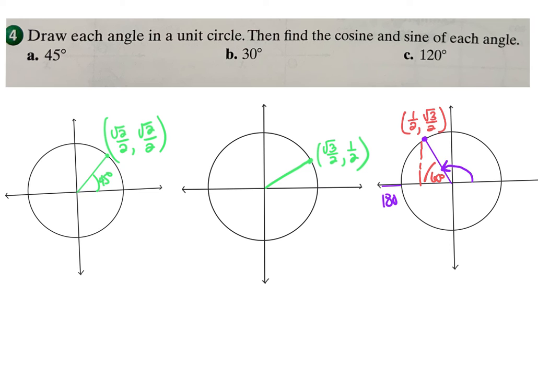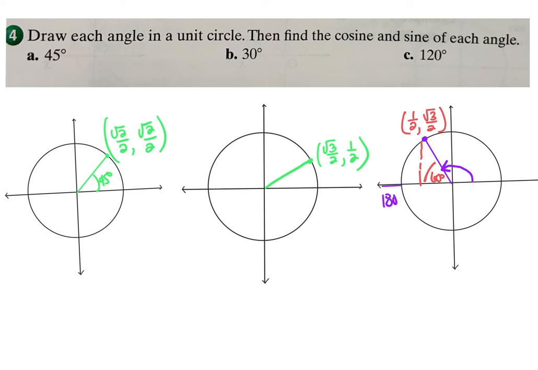Which quadrant am I in? So my values are going to change by positives and negatives, right? That cannot be the point 1/2, square root of 3 over 2. Why not? It's positive, positive. That would be where? If it were 1/2, square root of 3 over 2, which quadrant would I be in? 1. Which quadrant am I in? So I need to change something. What do I need to change?